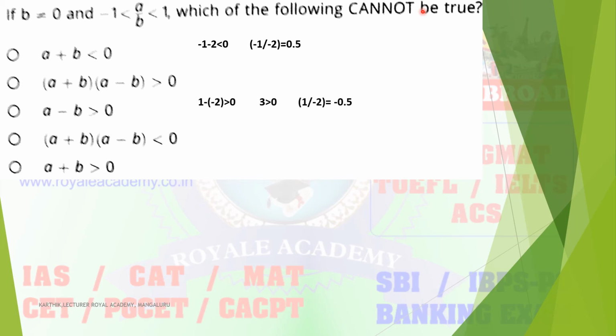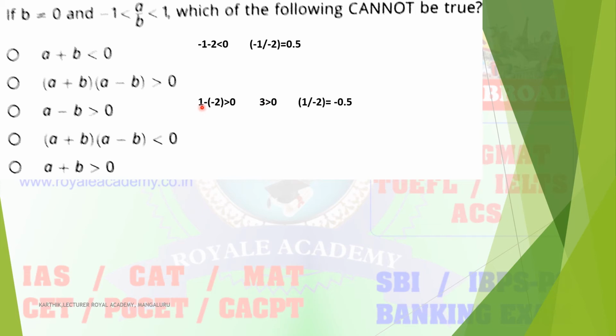Okay. Next, go for the third option. The third option is what? I will take a minus b is greater than 0. I will take a is 1 and b is minus 2. So minus into minus is plus. So 1 plus 2 is 3. So 3 is greater than 0. It satisfies the condition.